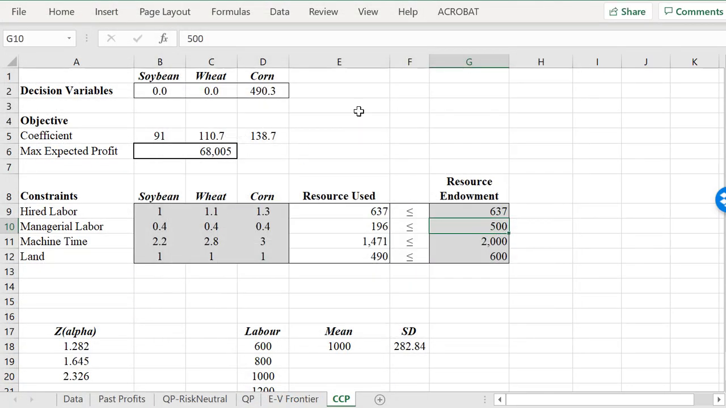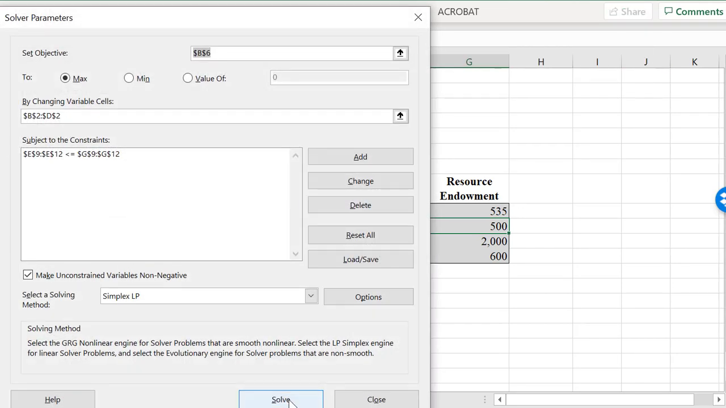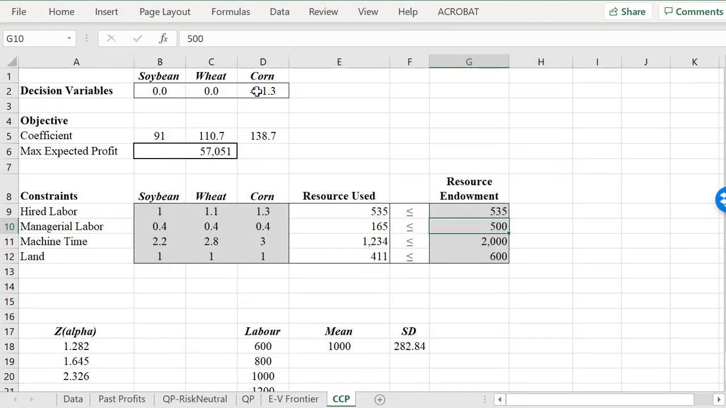Solve it. And you can notice here the corn changed. The max expected profit also changed. And last, let's also solve this problem for Z alpha equal to 1.645 here, and click enter, and I solve it again. And again, you can notice here the solution changed. The maximized expected profit also changed.